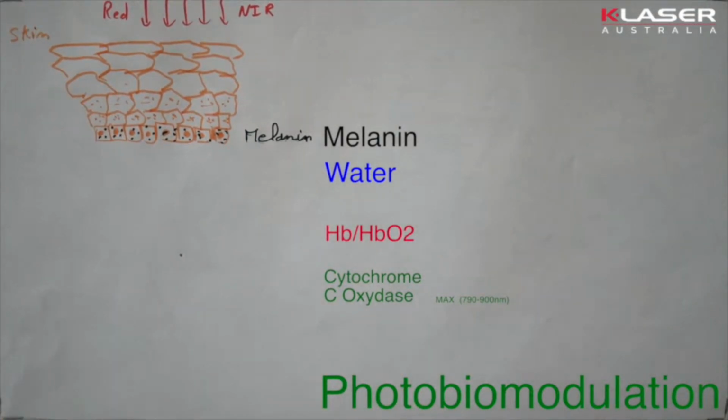The 660 nanometer wavelength is part of the visible red light spectrum. It is used to visualize the laser beam. The 660 nanometers is highly absorbed by melanin. It is also absorbed by cytochrome C oxidase, not as much as the 800 nanometers wavelength, but efficient still.